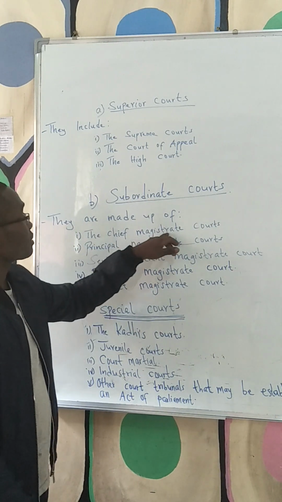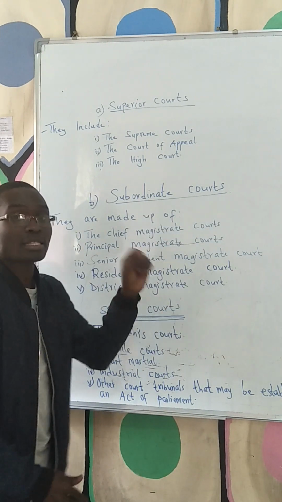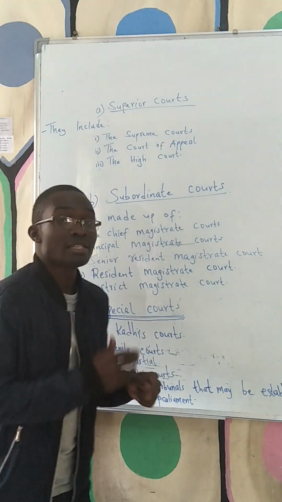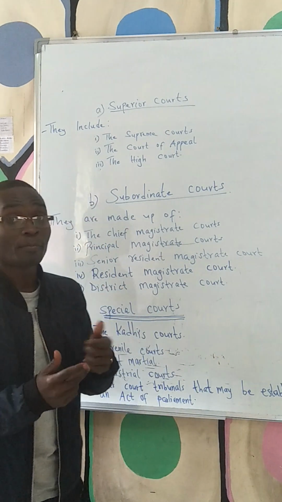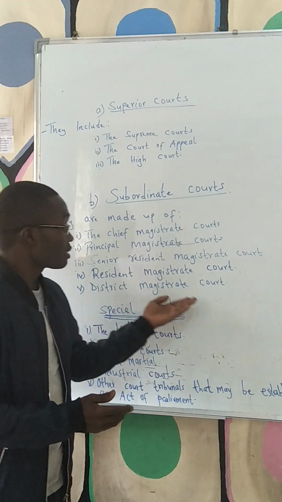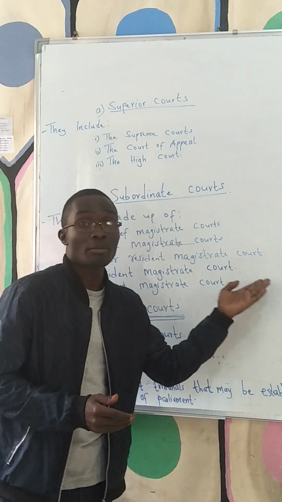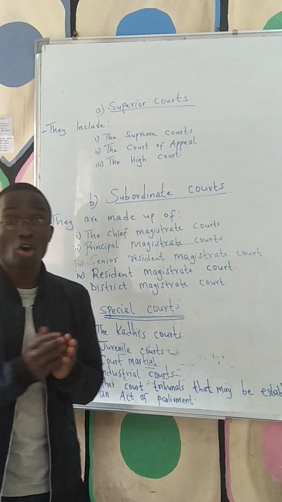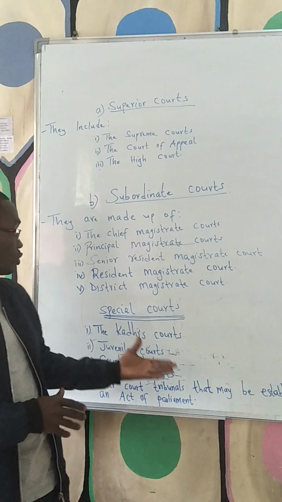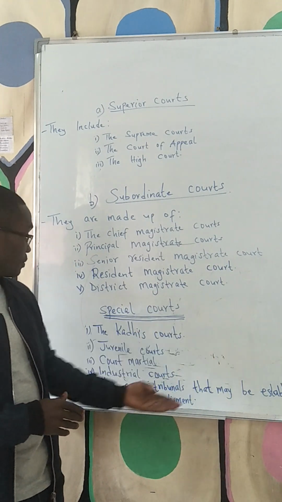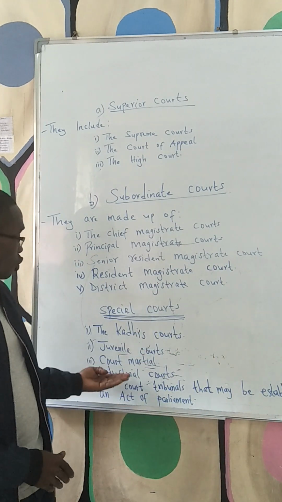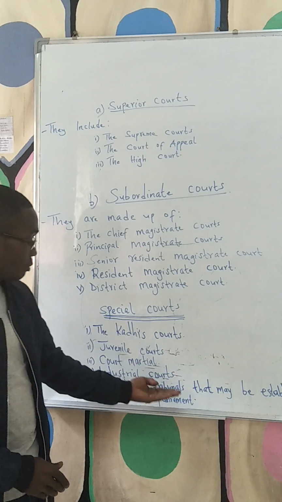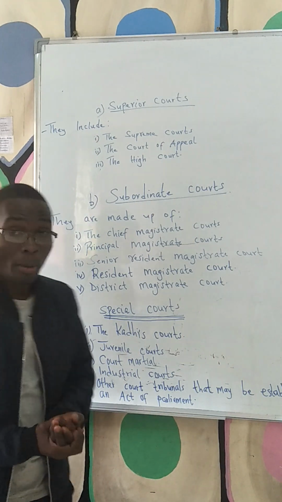The chief magistrate court is the highest subordinate court. The principal magistrate court is the second highest subordinate court. Then the district magistrate court is the lowest subordinate court. We also have special courts in Kenya, and special courts include the Kadis courts, juvenile courts, court martial, industrial courts, and other court tribunals that may be established by an Act of Parliament.